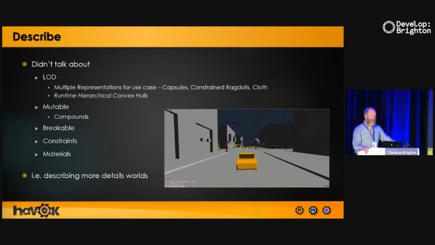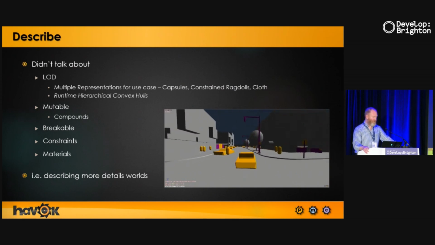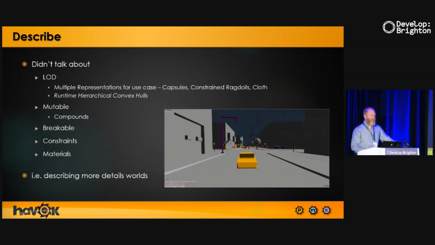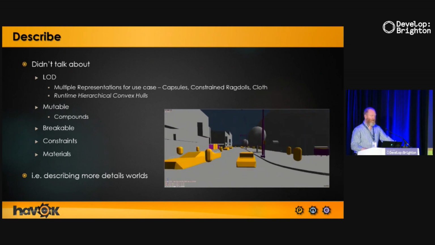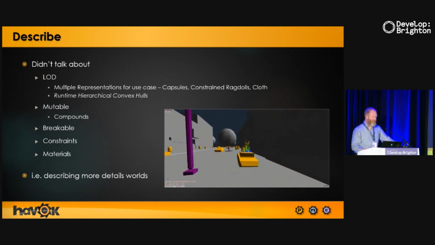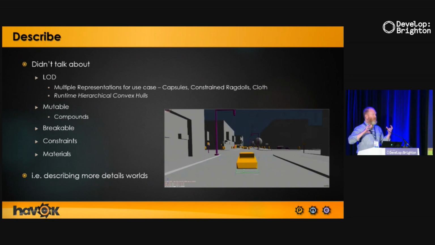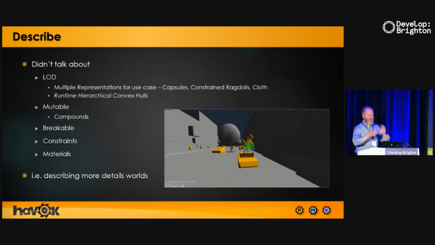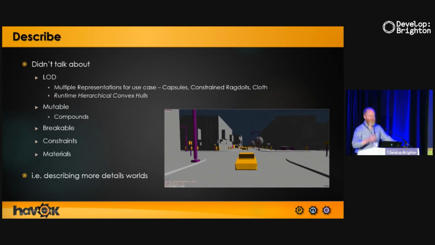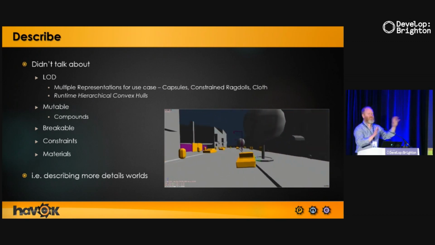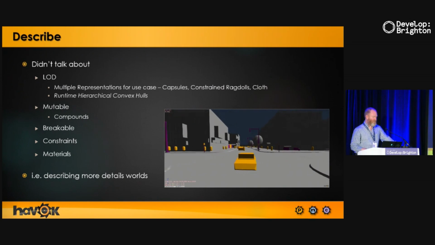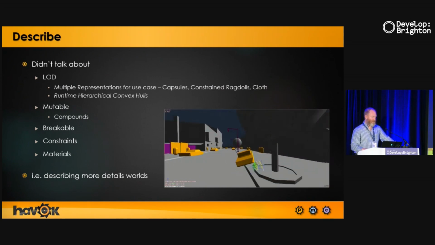You know, our characters are capsules until we hit into them and turn them into ragdolls. That might go away at some point. Cloth is certainly a very manual process still. I'll hint on runtime hierarchical convex hulls in a minute, but now we're talking about convex hulls that can mutate, compounds that can mutate, breakable shapes. I didn't even touch really, apart from in the ragdolls, the description needed for constraints and for physical materials like mass and things.